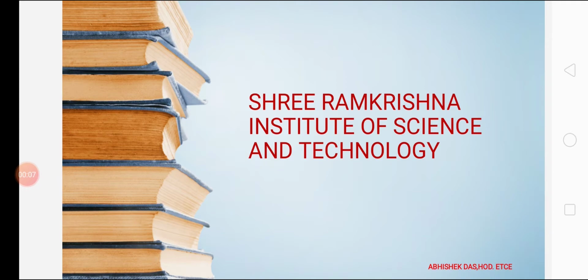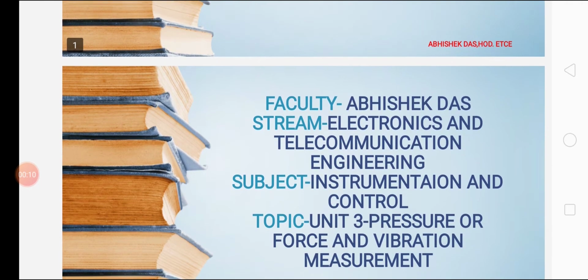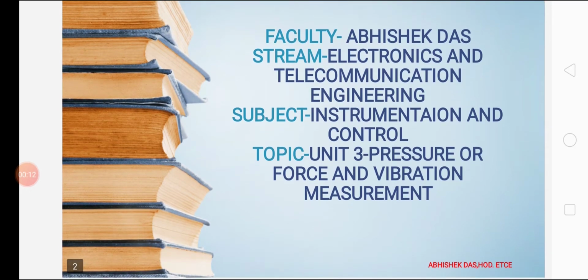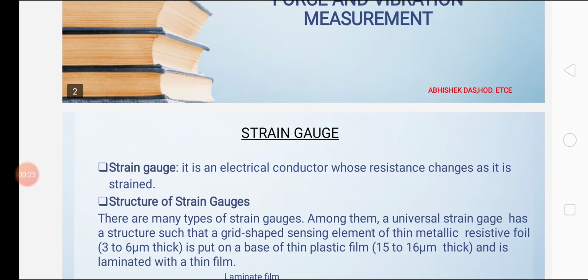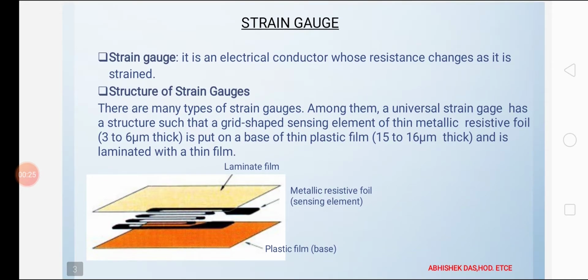Hello everyone. Today I am going to discuss pressure or force and vibration measurement, which is an important part of instrumentation and control, and this part is based on the strain gauge. What is a strain gauge? It is an electrical conductor whose resistance changes as it is strained. The strain gauge principle is based on the measurement of change in resistance, capacitance or inductance that are proportional to the strain transferred from the specimen to the basic gauge element.